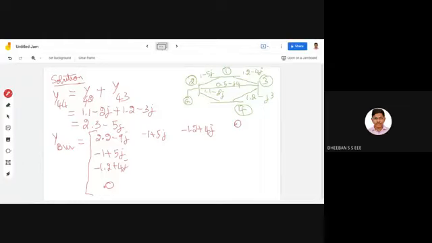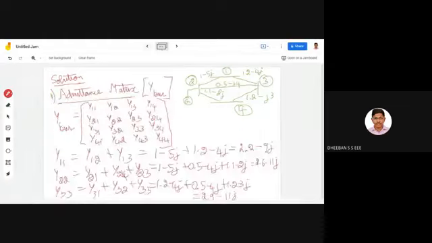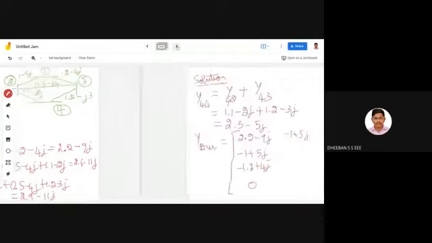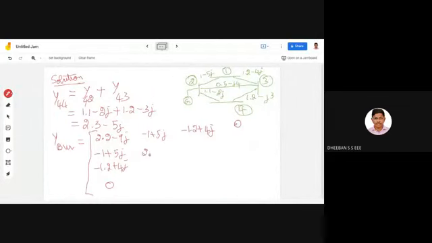Okay, and with respect to your Y22, you'll be getting 2.6 minus 11j, right? So 2.6 minus 11j, and this is Y21 and Y22, and then Y23 is minus 0.5 plus 4j.